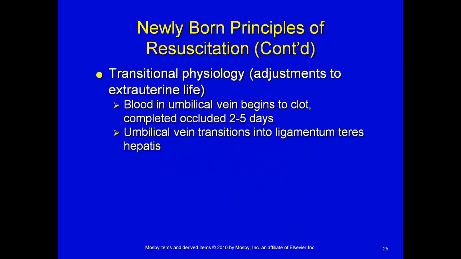Some other transitional physiology that occurs is that blood in the umbilical vein begins to clot, and it's completely occluded in 2 to 5 days. And interestingly, the umbilical vein becomes the ligamentum teres hepatis, and it ends up becoming a ligament. And this ligament is on the bottom of the liver, and it helps hold the liver in place. But also during a rapid deceleration, the liver can roll forward on the ligamentum teres and actually lacerate the liver or cut the liver in half, much like a cheese slicer.